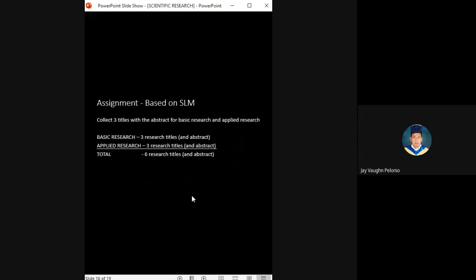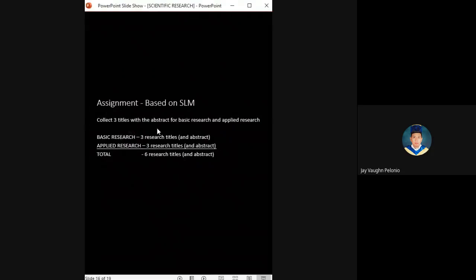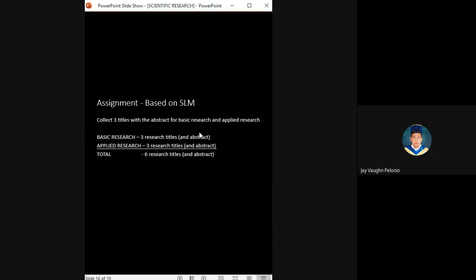So assignment based on the SLM. Do you already have your modules for week 2? One of the tasks required is to collect research titles with the abstract for basic and applied research. Just collect the researchers and we will study it in the future.